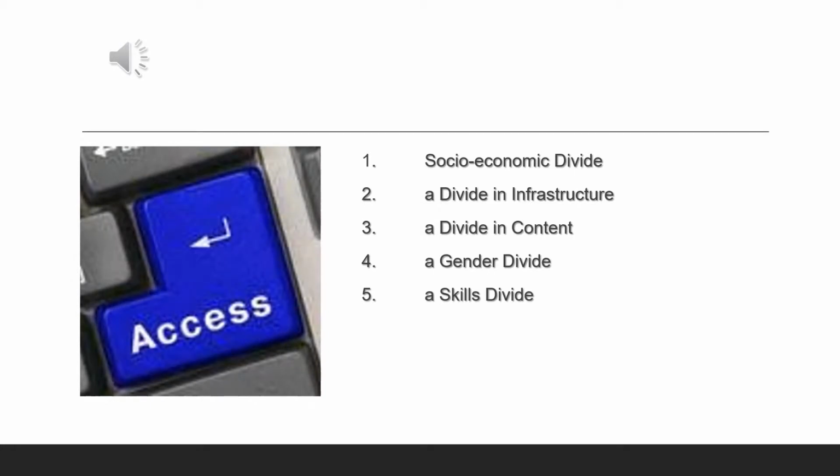There are many issues surrounding digital access. Issues such as the rapid changing rate of technology makes introductions to new technology, data, and information crucial. Not everybody has access to the internet, therefore creating a digital divide. These divides can be seen as a socio-economic divide, a divide in infrastructure, a divide in content, a gender divide, a skills divide. In other words, digital access focuses on being part of the digital society.